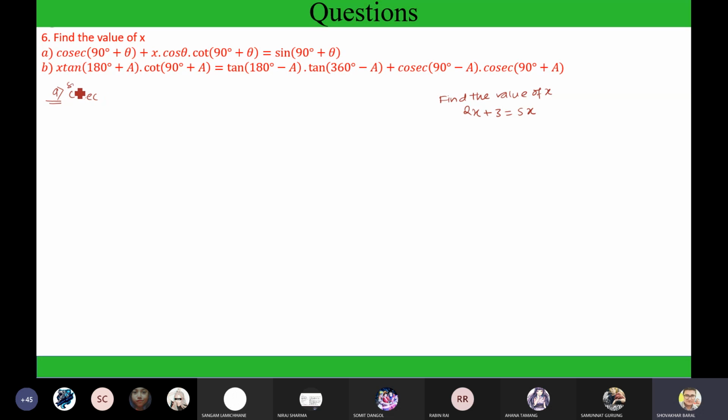Solution, this is for A. Cosec(90 degree plus theta) plus x times cos theta times cot(90 degree plus theta). Okay, and this is equal to sin(90 degree plus theta).